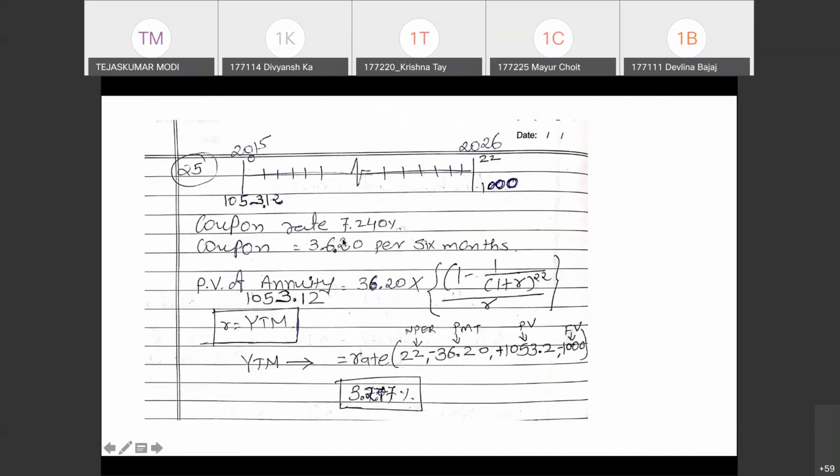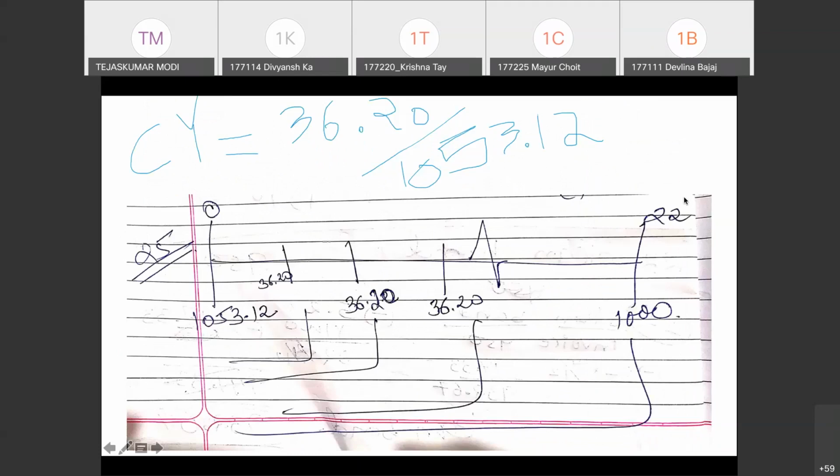All this, this image is fine. So let's look at this. Are you comfortable with this calculation that 36.20 is the coupon for 22 periods? Do you also understand that at the end of the 22nd period you will get 1000?